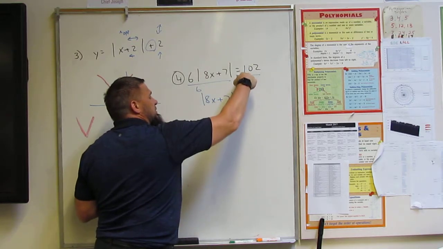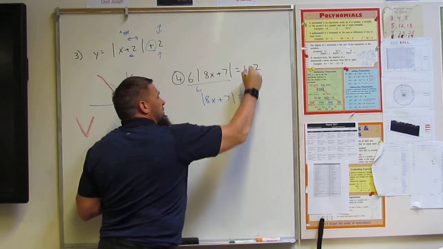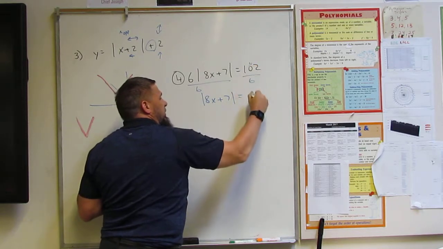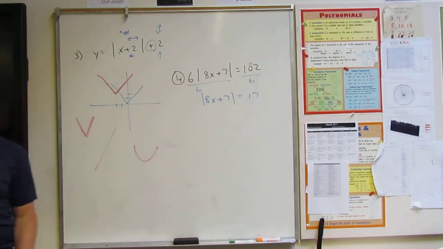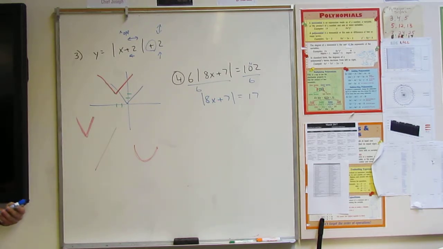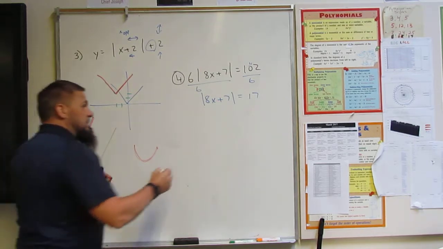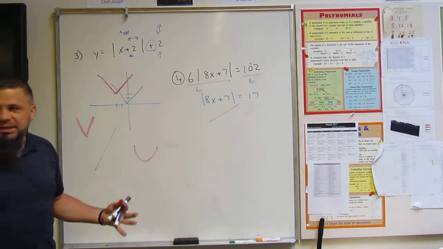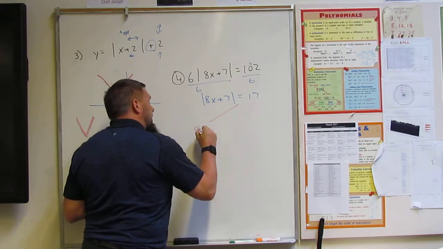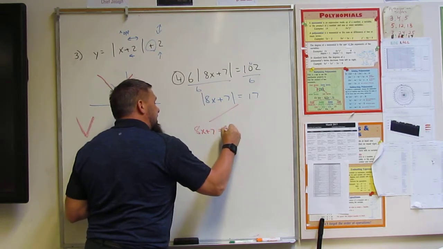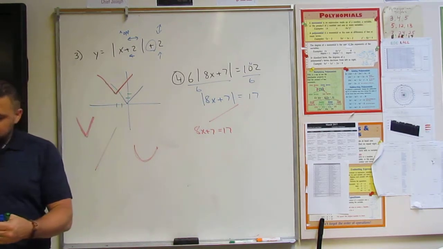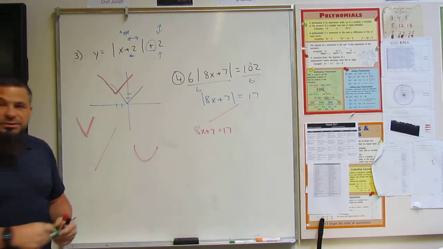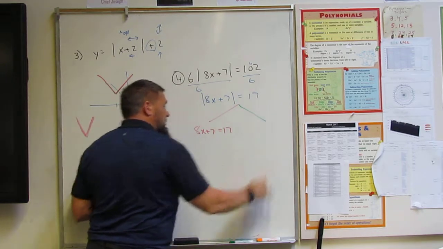Equals, and so 6 goes into 10 once, with 4 left over. 6 goes into 42 7 times, right? And so then I have to split it up into 2 pieces. One piece comes this way, that's when it equals 17. 8x plus 7 equals 17, right? And then it goes the other direction.